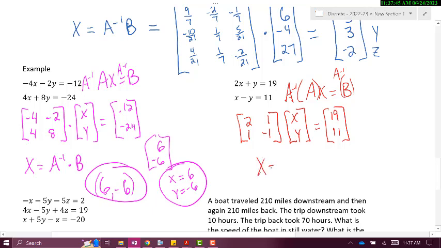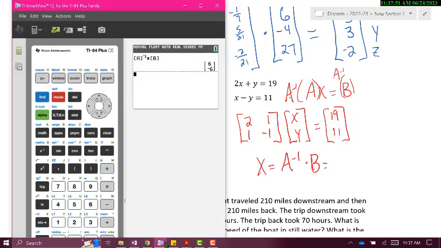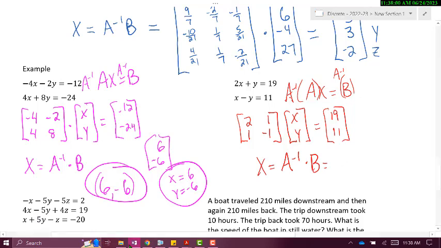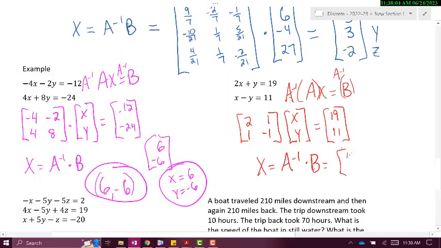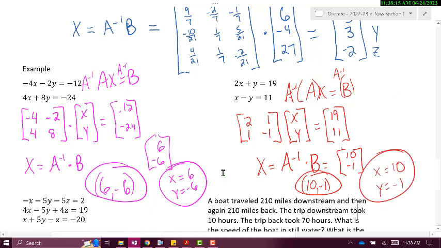So x equals the inverse of A times B. Since we already typed that out, we just have to go up to it, hit enter on it, and enter again, and now we have our answers. Although I don't remember what they are. 10, negative 1. So our solution is 10, negative 1, or x equals 10, y equals negative 1, depending on what kind of problem we're dealing with.